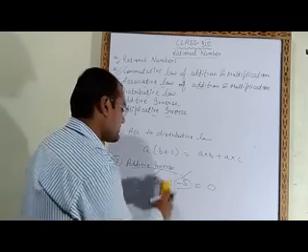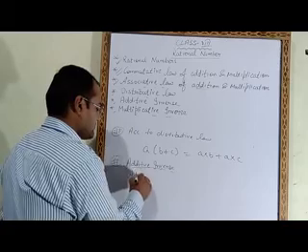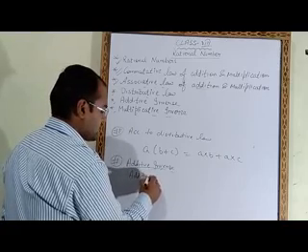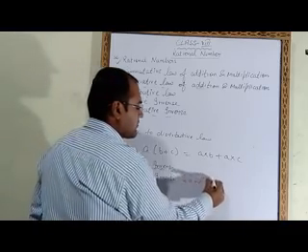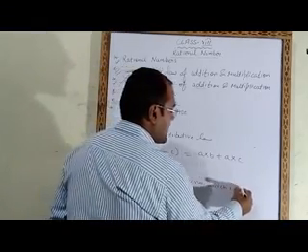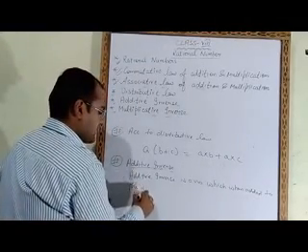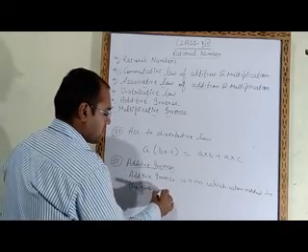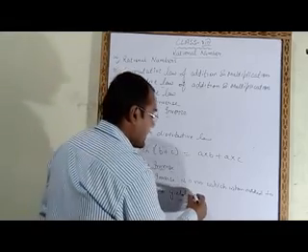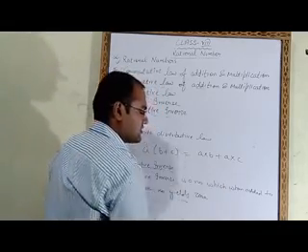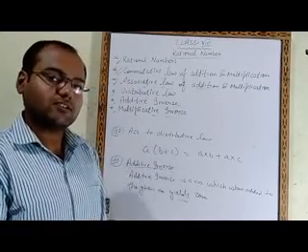So what is additive inverse? Additive inverse is a number which when added to the given number yields, means gives, answer 0. So additive inverse is the number which when added to the given number will give you the answer 0.